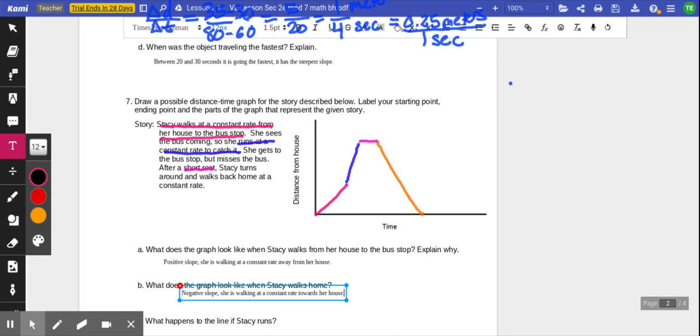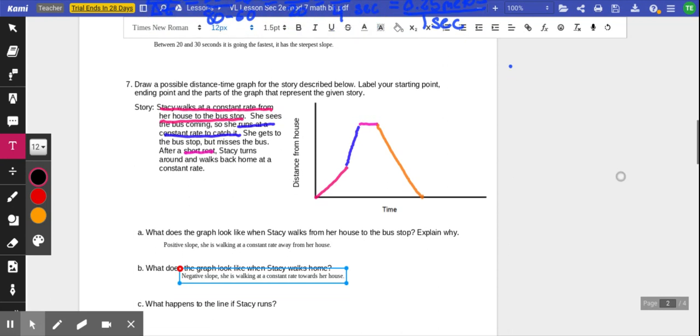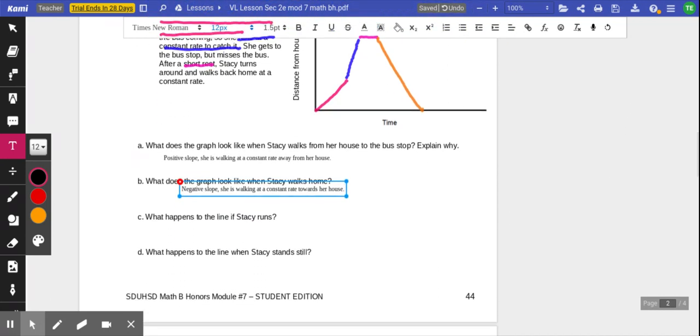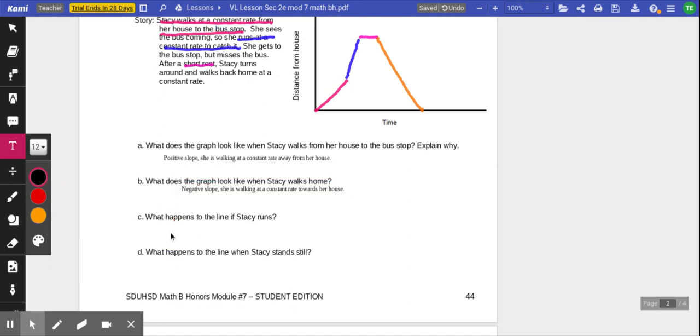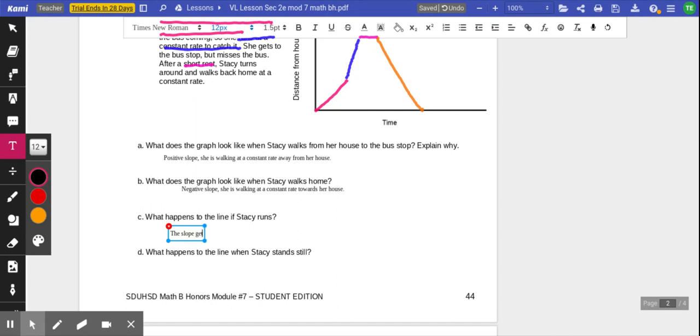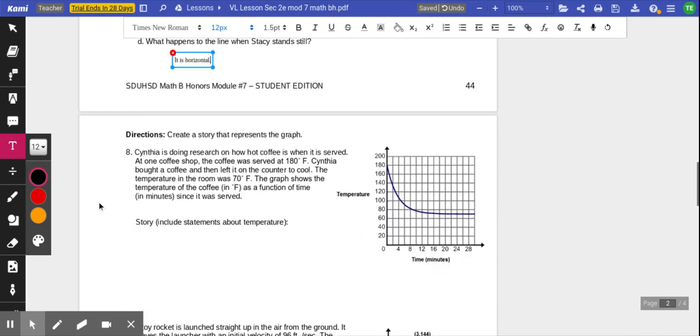What happens to the line if Stacy runs? So if she's running, it's going to get steeper. So the slope gets steeper. What happens to the line when Stacy stands still? It becomes horizontal. It is horizontal. Okay, next one.